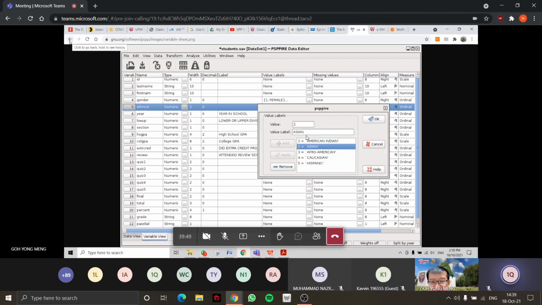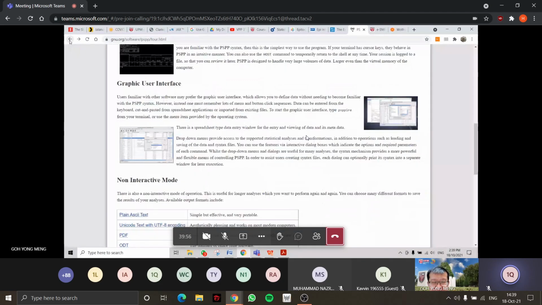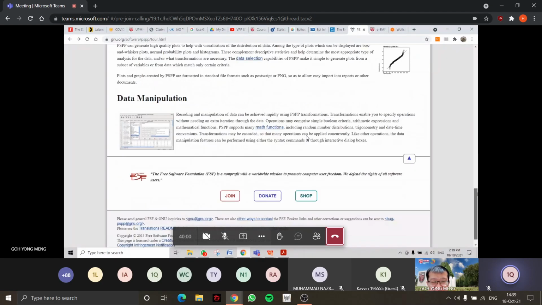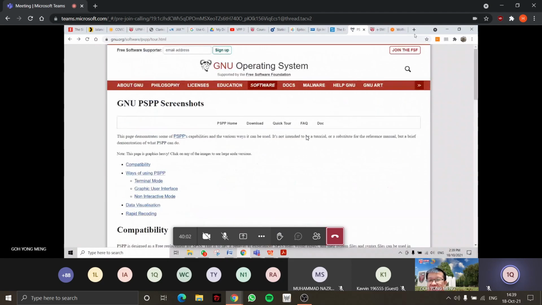So this is just an example of what you want to look at. If you know how to use PSPP, you should know how to use SPSS, no problem. So please download and take a look, and most important, it is free. You can use it without worries of licensing and this and that.